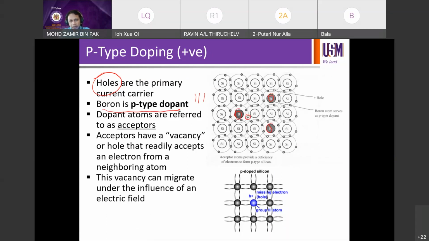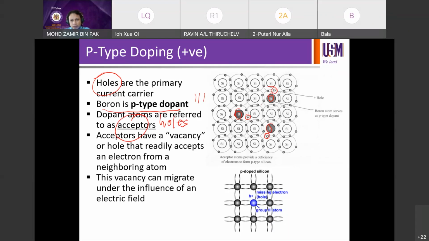vacancy there, right? The white dot is a vacancy introduced by boron due to its 3 valence electrons. So for every boron, there's always one vacancy introduced into the lattice. That vacancy is the lack of an electron, or a hole. A hole is the vacancy of an electron and is positively charged. So dopant atoms are referred to as acceptors, which are holes due to the vacancies introduced by boron into the lattice. Acceptors have a vacancy or hole that readily accepts electrons from the neighboring atoms.